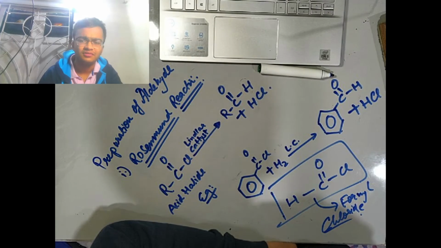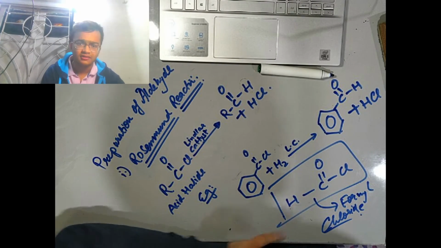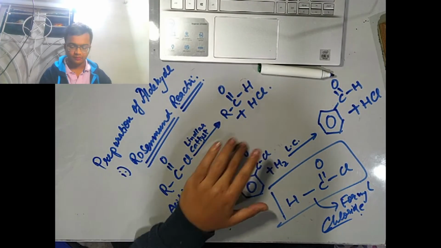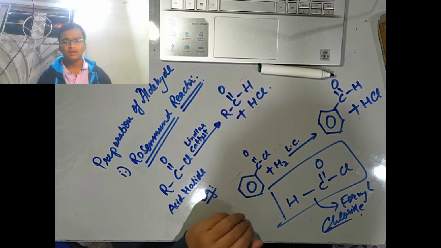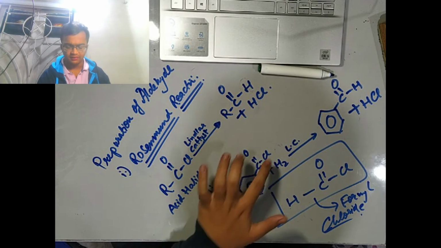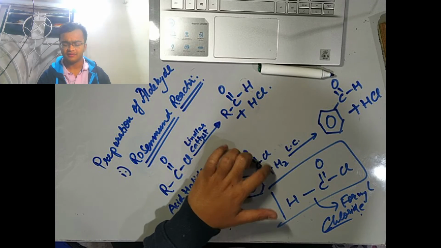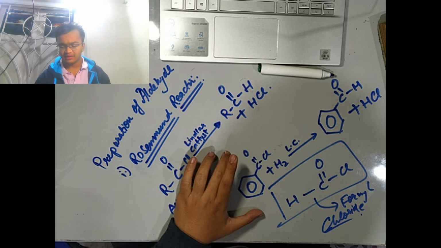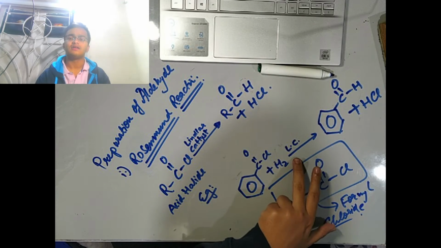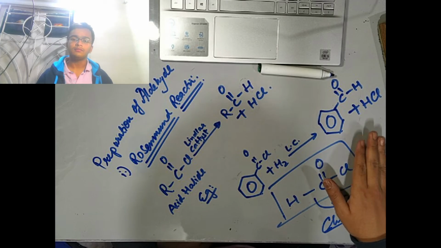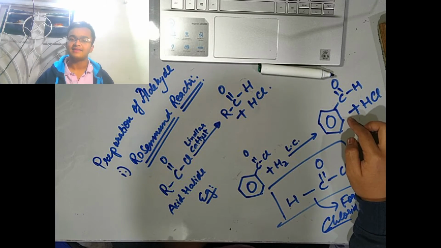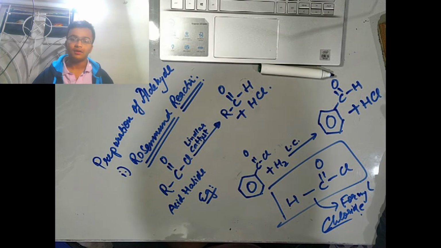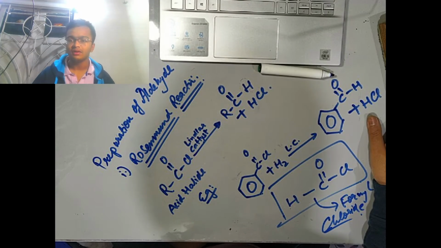Next, I will discuss some examples in detail. This is my acid halide. This is my halogen, and this is the acyl structure, right? When I react this acid halide with the catalyst, what is formed? Benzaldehyde is formed, and another byproduct formed in this process is HCl.